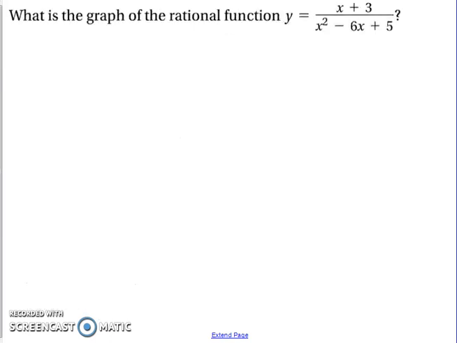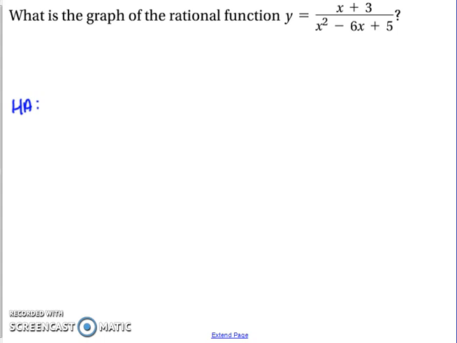So what is the graph of the rational function y equals x plus 3 over x squared minus 6x plus 5? I say to do the horizontal asymptote first because when it's in standard form, the way it's written right now, it's easy to see what the degree of the top and the degree of the bottom is before you factor it. If you factor everything first, it might be a little more difficult to see what the degrees are. So I'm going to jump right into this and put horizontal asymptote.